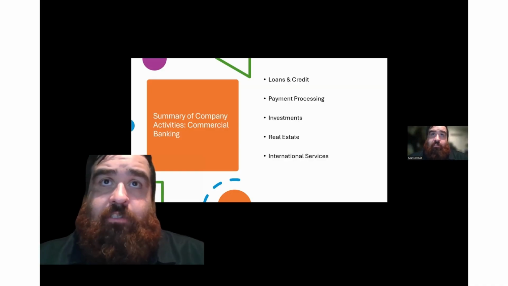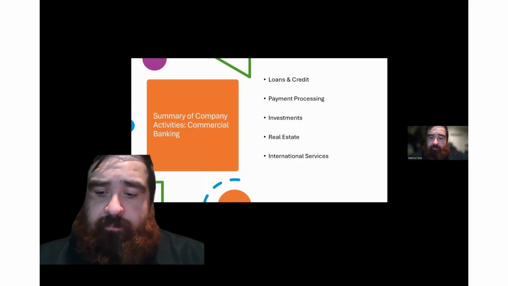On a global scale, JP Morgan offers international services such as cross-border payment processing, allowing clients to conduct business around the world smoothly. Overall, this line of business plays a crucial role in supporting financial needs of mid-sized and large organizations.